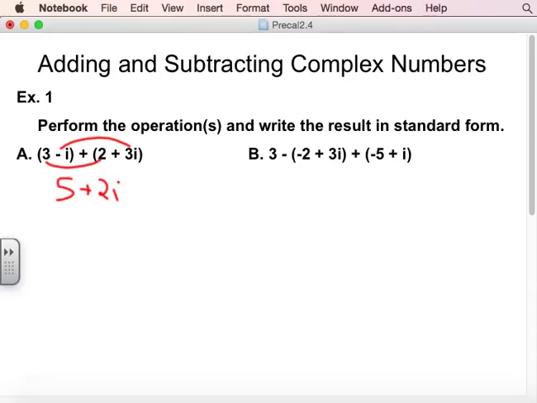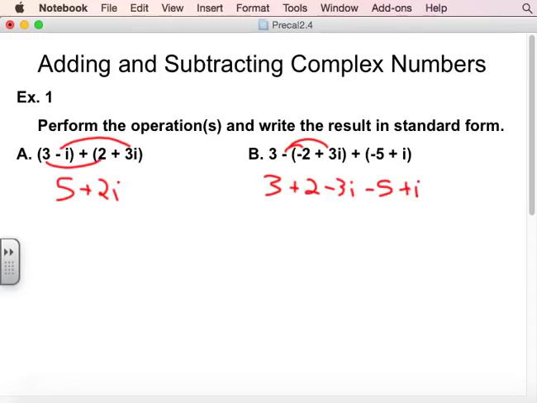Over here, we've got 3 different numbers this time. So I'm going to take this minus and distribute it first. So 3 minus -2 is +2, minus 3i is -3i, and I've got plus -5, or sorry, plus -5 and plus i.